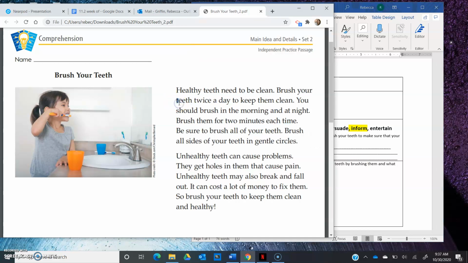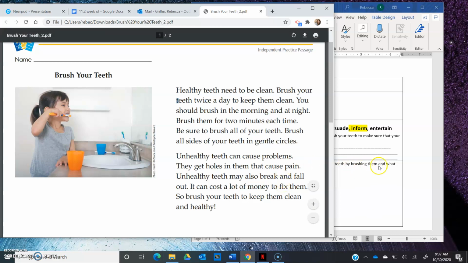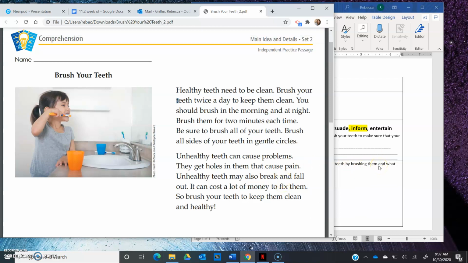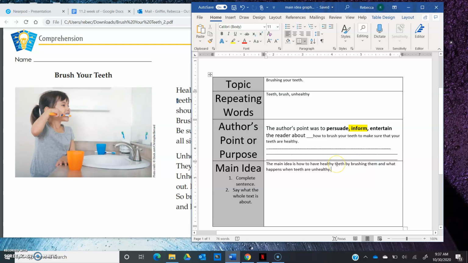I think that that covers it because it talks about what the first paragraph is about and what the second paragraph is about. And the whole article is about brushing my teeth to have healthy teeth. So I think I did a good job.